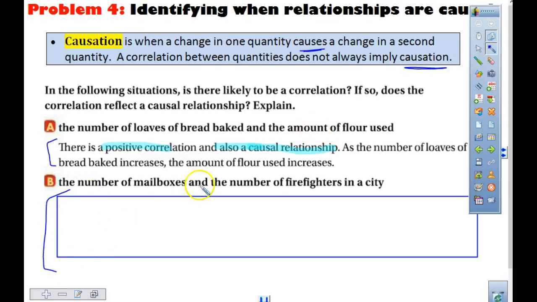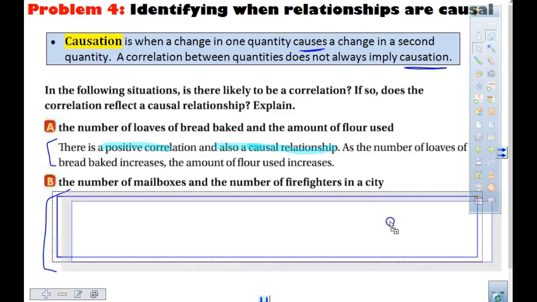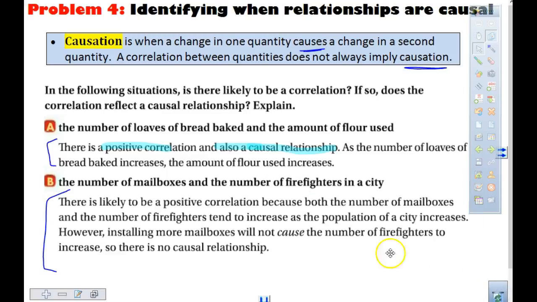Whereas the number of mailboxes and the number of firefighters, okay? So I want you to think about this one, the number of mailboxes. Now, if we're increasing mailboxes, what does that probably mean? We're increasing our what? If I had 500 new mailboxes, I probably added what? A lot more people, right? More families, more people. So when you look at this one, this one does have a positive correlation, is what I'd want you to put down.